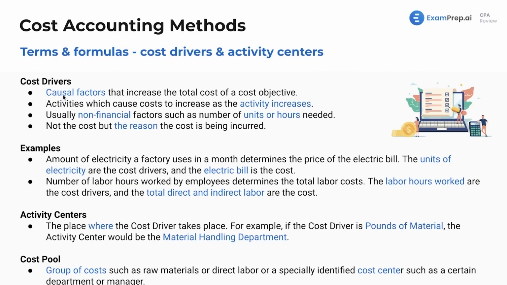All right. And examples of these, right, what are some cost drivers? Well, the amount of electricity a factory uses in a month determines the price of the electric bill. The wattage hours of electricity are the cost drivers, and the electric bill is the cost. That's just a recap. Again, I did go over this in the previous lesson. Read through this if you would like, but other than that, let's move along.